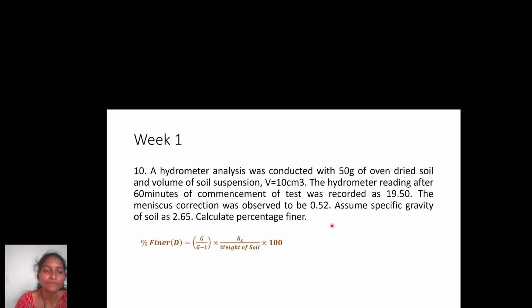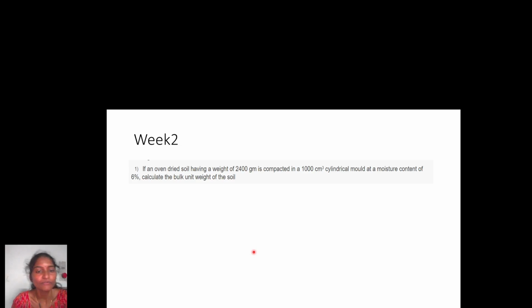So after that, if you substitute all the values which are given, then you can get the value as 64.3. And if we come to the week 2, if an oven-dried soil having a weight of 2400 grams is compacted in a 1000 centimeter cube cylindrical mold at a moisture content of 6%, calculate the bulk unit weight of soil.